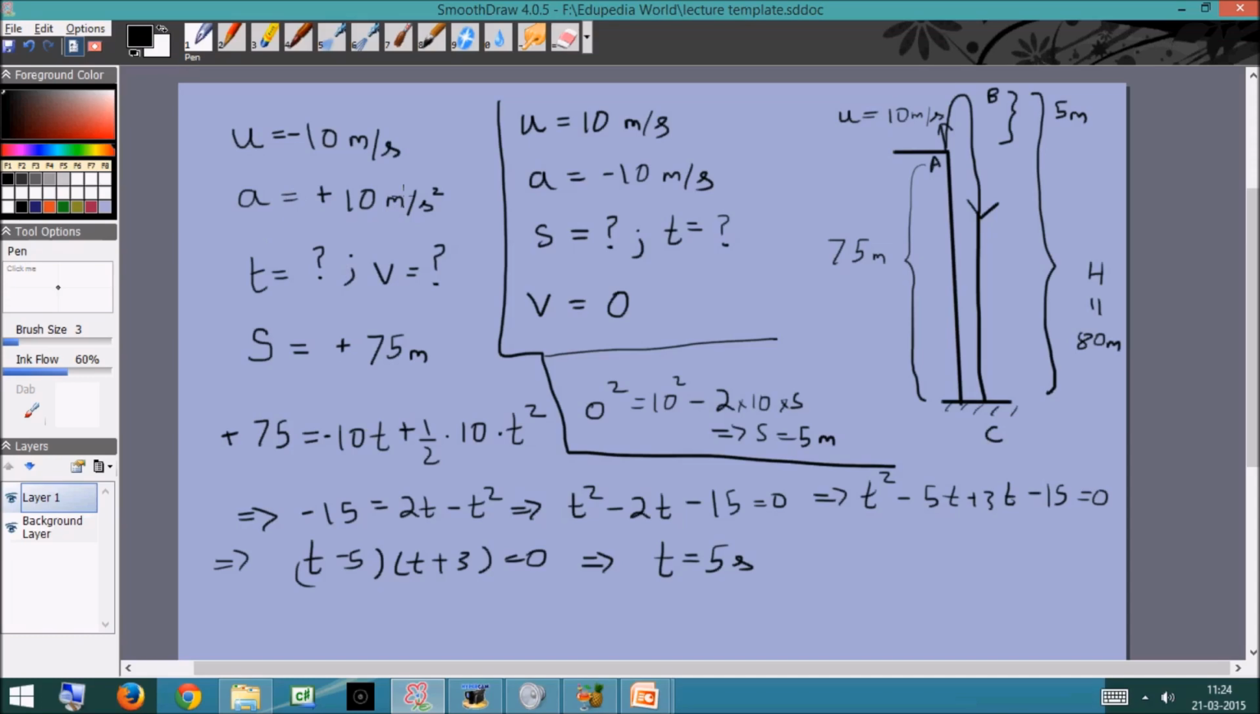So the first step is to choose the positive direction of the x-axis. The second step is to choose two events between which you will apply the equation. The third step is, out of the 5 quantities s, u, v, a and t, just make sure you know 3 and you will be able to find out the other 2. And using this algorithm you should be able to solve any problems of motion in one dimension without much difficulty. So this completes motion in one dimension.